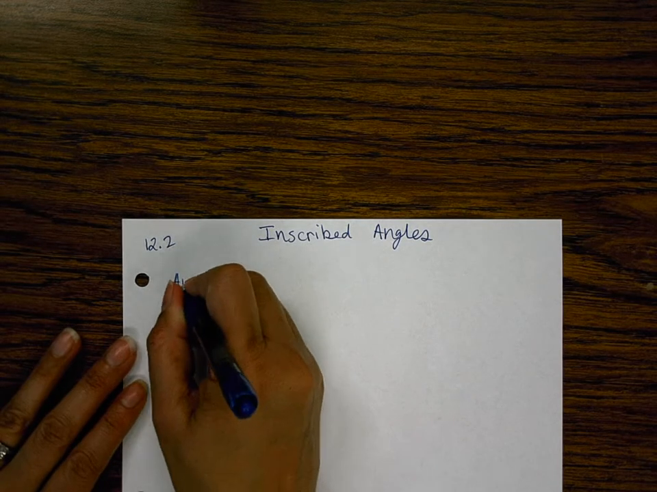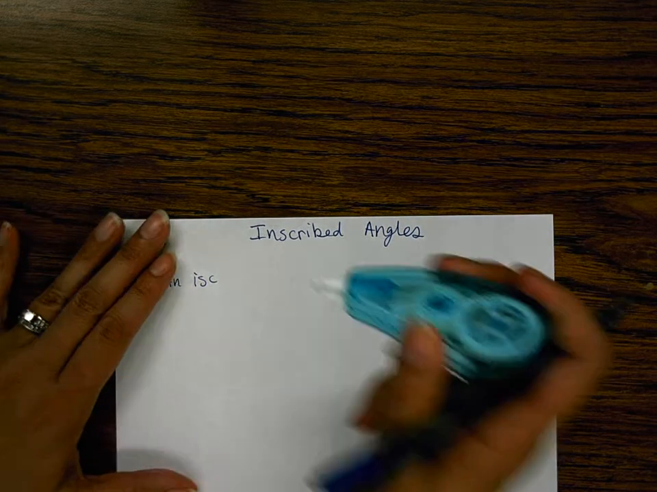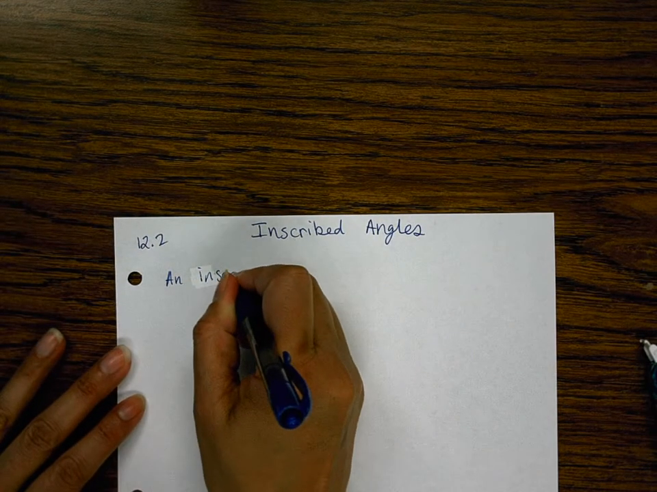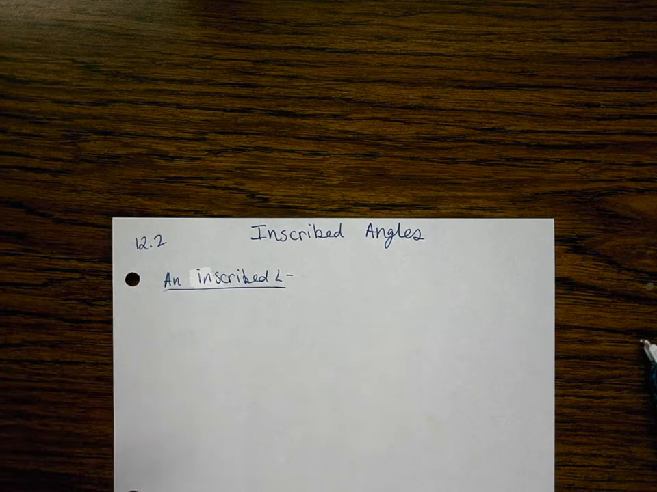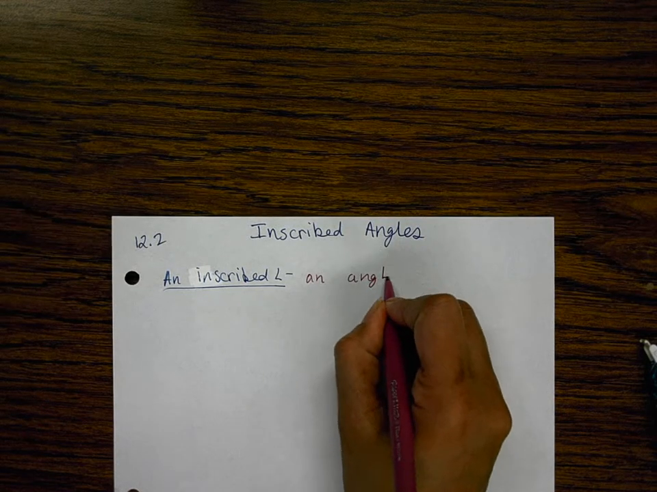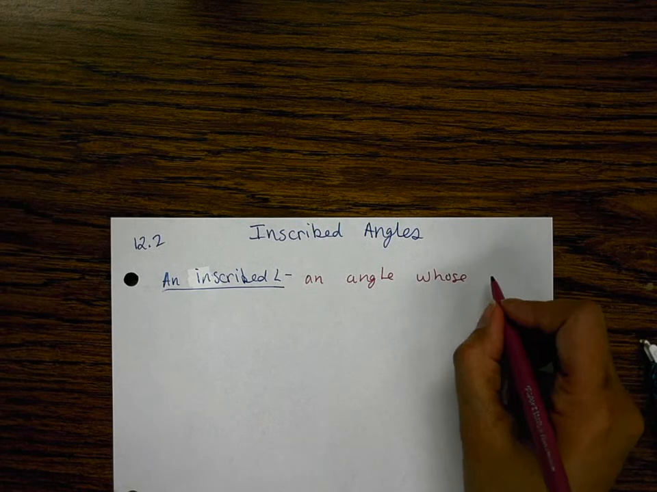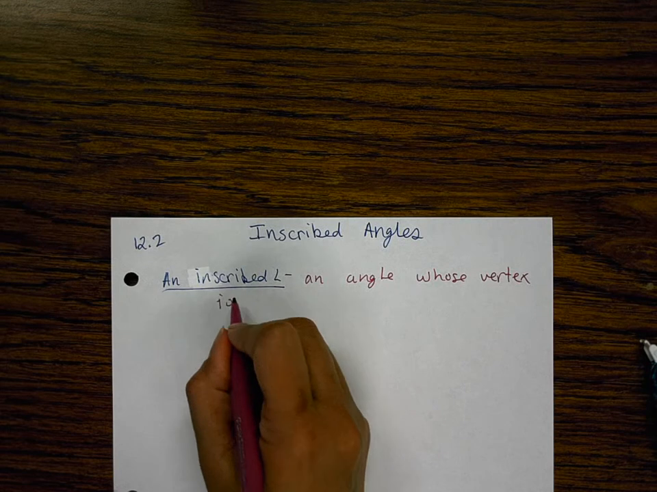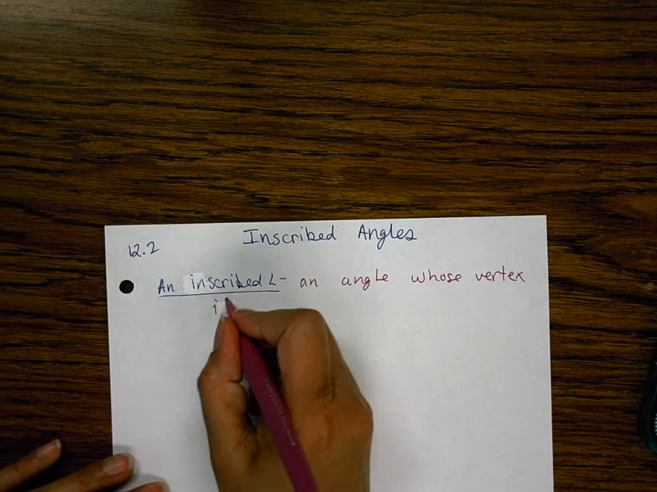An inscribed angle is an angle whose vertex is on the circle. What does that mean?